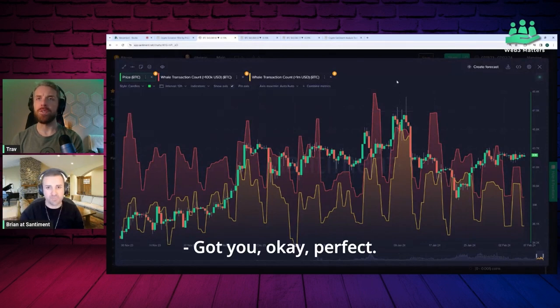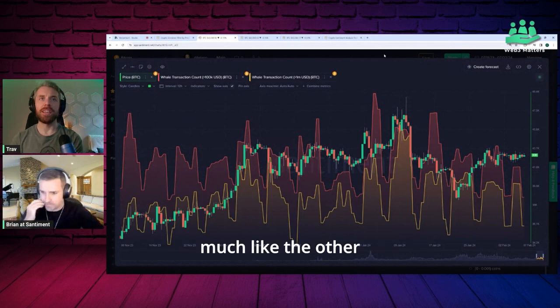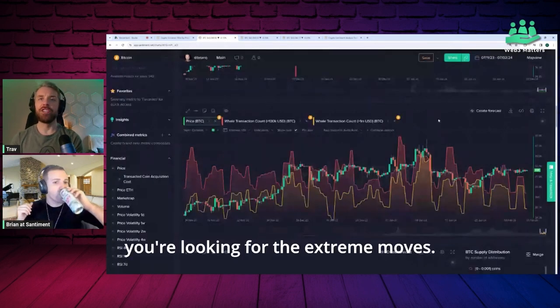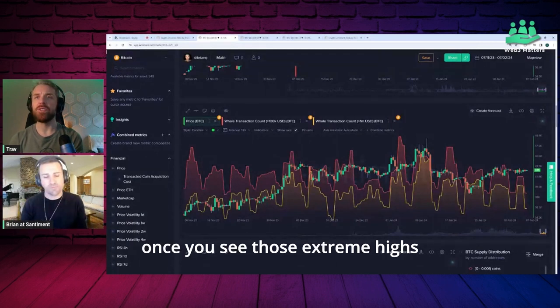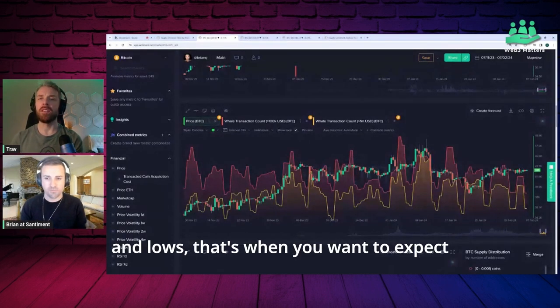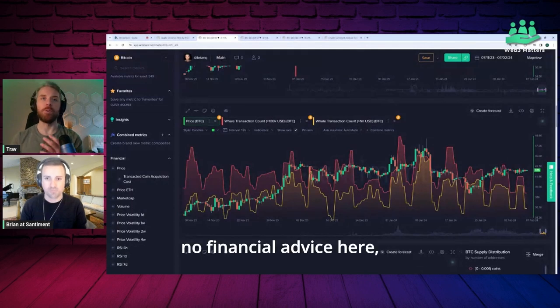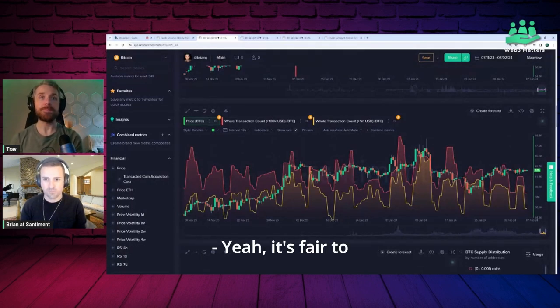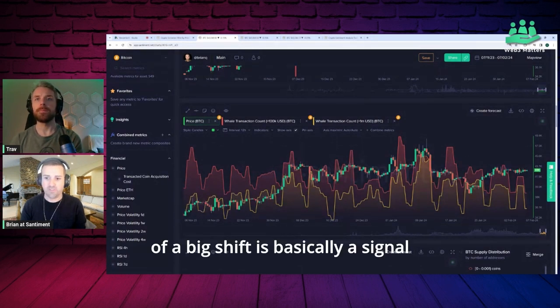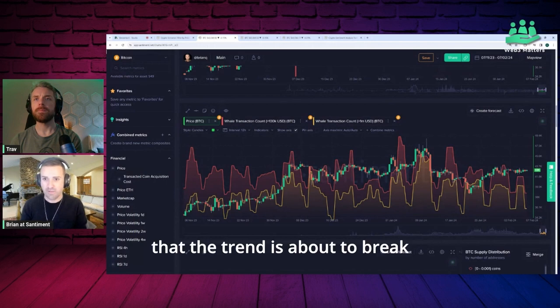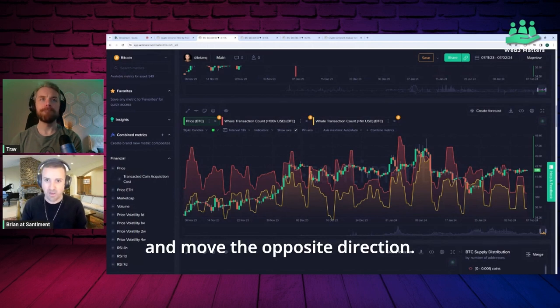Got you. Okay, perfect. So if I'm understanding this correctly, much like the other indicators we've been looking at, you're looking for the extreme moves. And what you're saying is once you see those extreme highs and lows, that's when you want to expect, no financial advice here, a shift in price direction. Yeah, it's fair to say that the probability of a big shift is basically a signal that the trend is about to break and move the opposite direction.